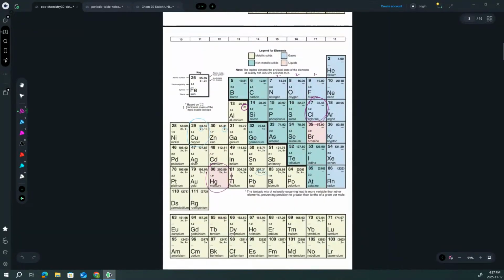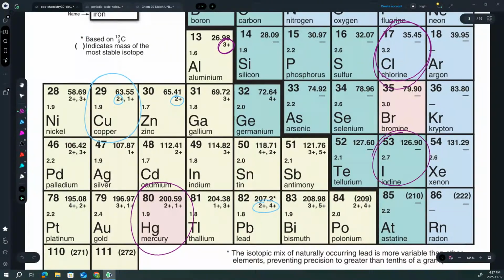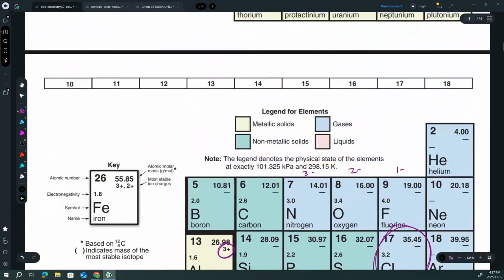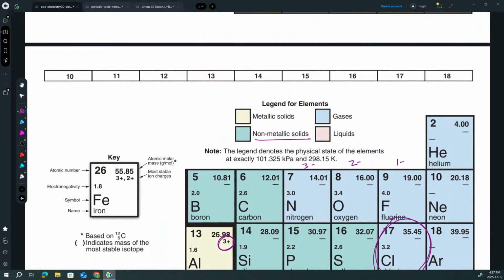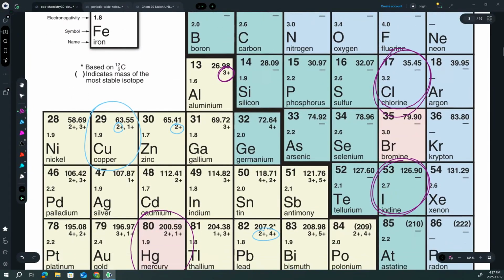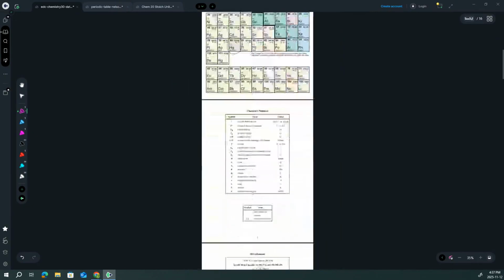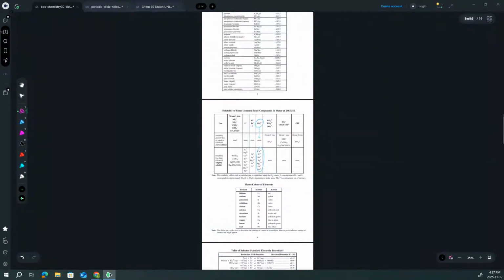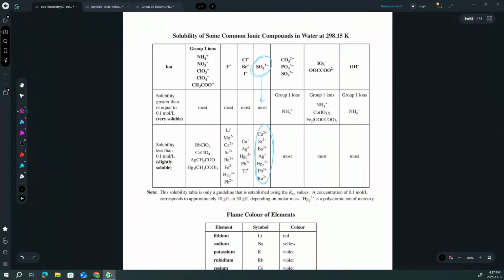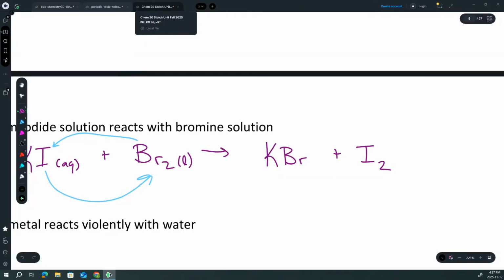So with iodine, it is right here. Since it's green, it's a non-metallic solid. Okay, so I know that's a solid, and I know I'm going to have to figure out the state of my other product, so I'll just switch right back there. So this is a solid.